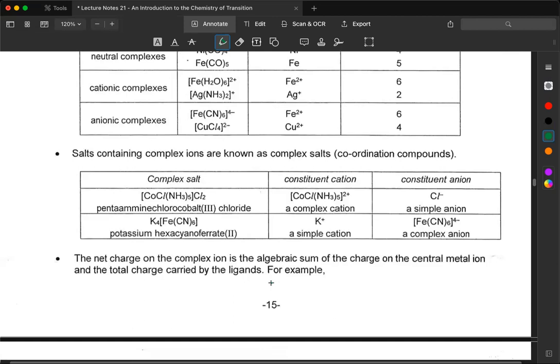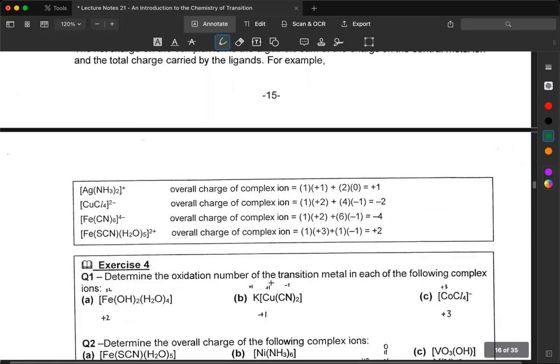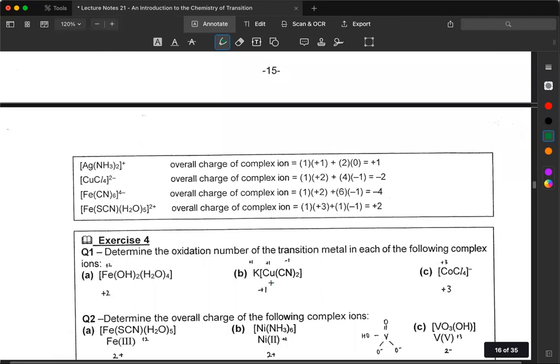So the net charge on the complex ion is the algebraic sum of the charge of the central metal ion and the total charge carried by the ligands. For example, I think I showed a brief just now, right? So you have, let's say, this is +1, then this is 0, so it's still +1, okay? This is +2, this is -1 times 4, so that gives you -2, +2 minus 4. This is +2, then this is -6, which gives you -4.